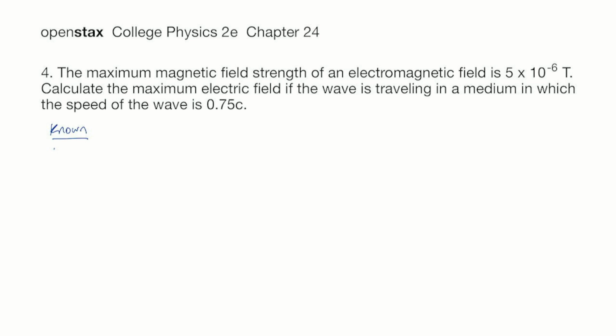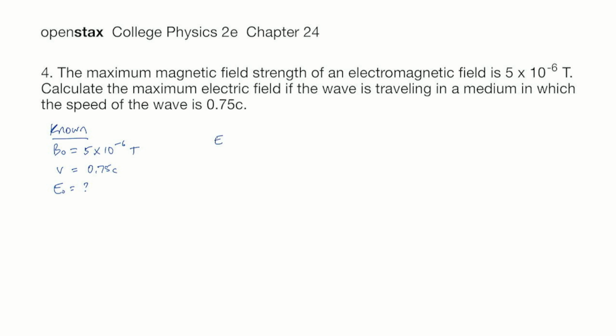We know the maximum magnetic field, we'll call that B naught, is 5 times 10 to the minus 6 Teslas. And we know the speed is 0.75 times C. And we need to find the maximum electric field.